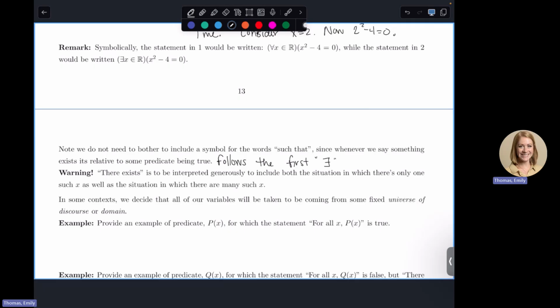Because there could be lots of things going on, there exists can be interpreted generously, where it includes a situation where there's only one x that fits, or there are many x that fit. For it to be true, there needs to be at least one.